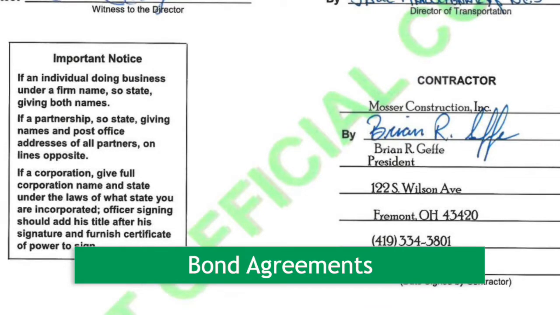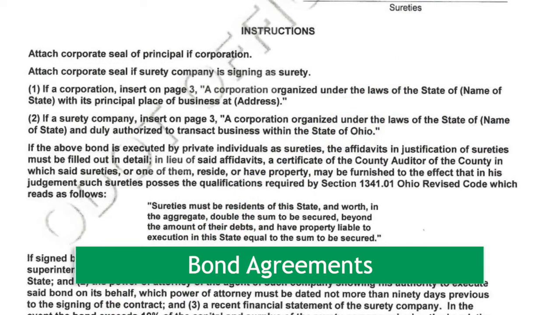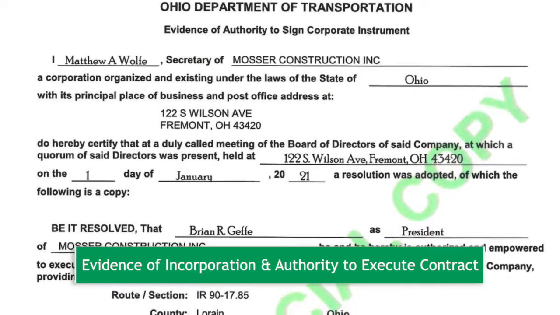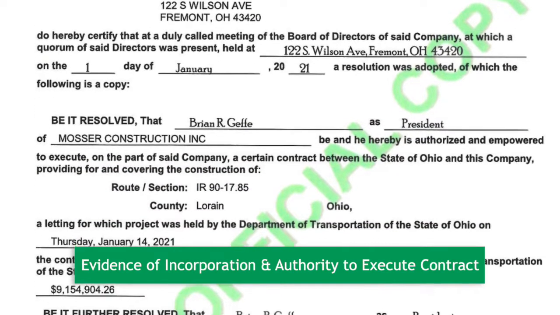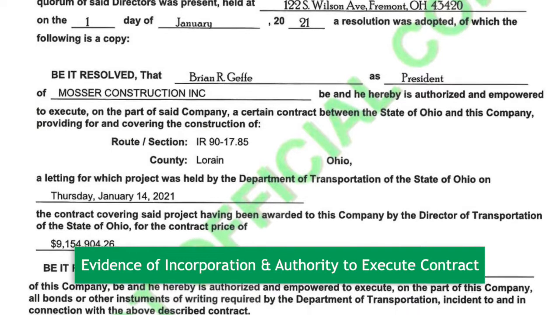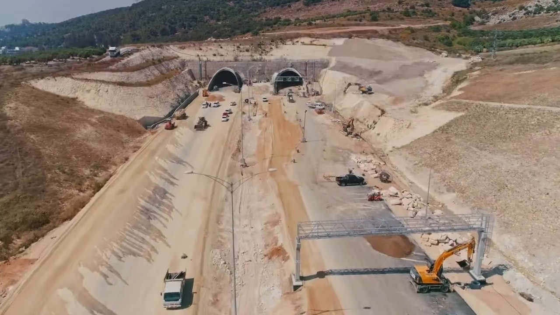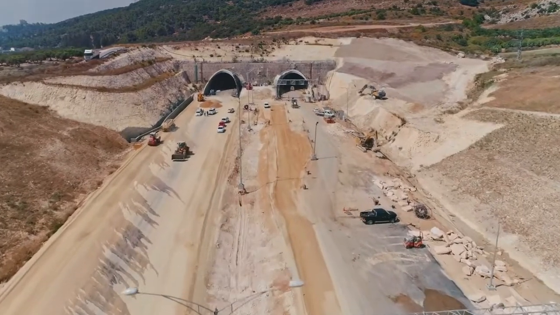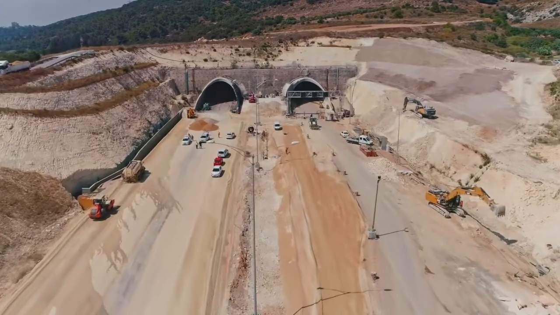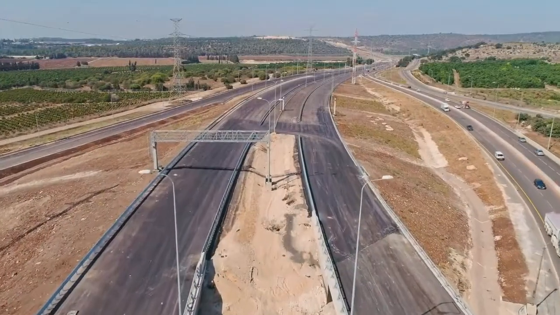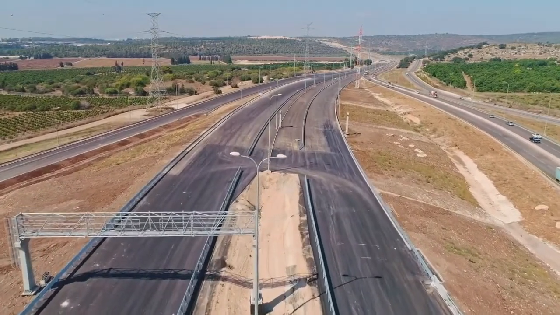Each must be signed and sealed by the contractor, and their surety must be properly licensed to do business in Ohio. All heavy highway construction contracts are bid and built by construction companies. These companies must prove to ODOT that they are properly incorporated and registered to do business in Ohio, and that the person executing the construction contract has the legal authority from the company to do so. The evidence of authority to sign corporate instrument pages confirms that legal authority.